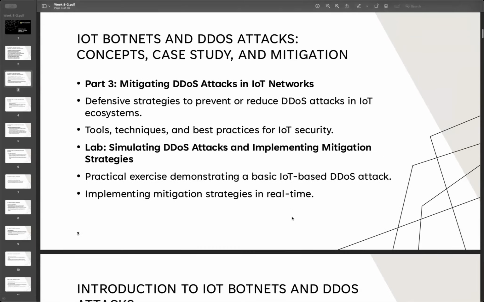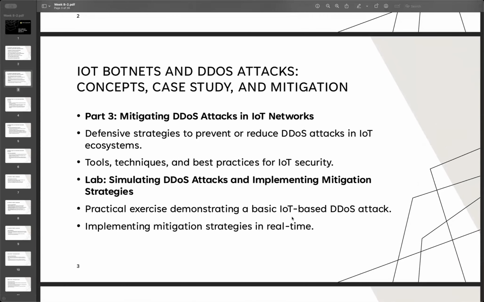So that will be our idea, and then the last part will be how we can mitigate the DDoS attack in our IoT networks. Okay, what are the possible defensive strategies we can use to prevent or reduce the attack? We cannot really say we can prevent it 100%, but how can we reduce the chance of it? And what kind of possible tools or techniques can we use, practically, for security?